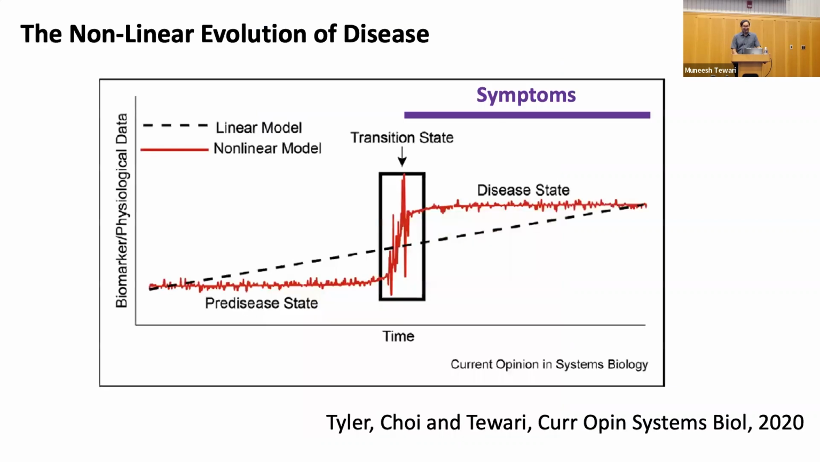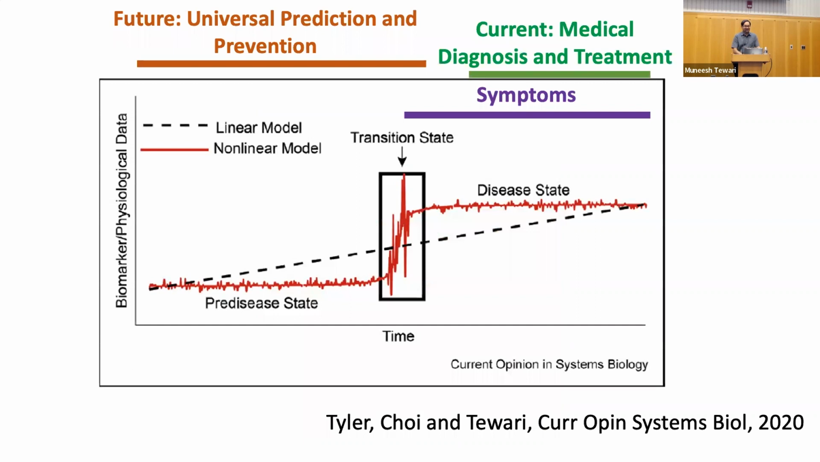And the thing is, medicine is about this, over here: current medical diagnosis and treatment. And so the future would be universal prediction and prevention. I know I spent quite a bit of your time talking about this, but I just felt it was important.